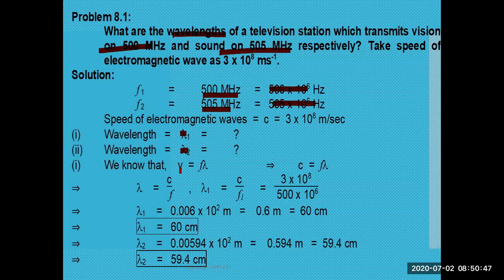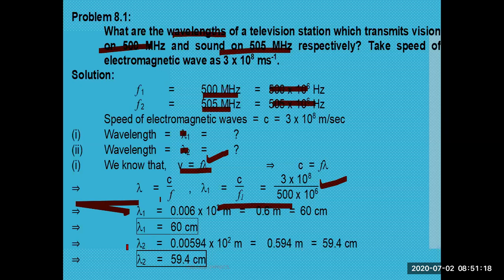The formula used to calculate wavelength is v equals f lambda. From this equation, we can calculate wavelength: lambda is equal to speed divided by frequency. For electromagnetic waves, the speed is common, that is 3 multiplied by 10 to the power 8 meter per second. Dividing by the frequency, after putting values, lambda 1 is 60 centimeter.